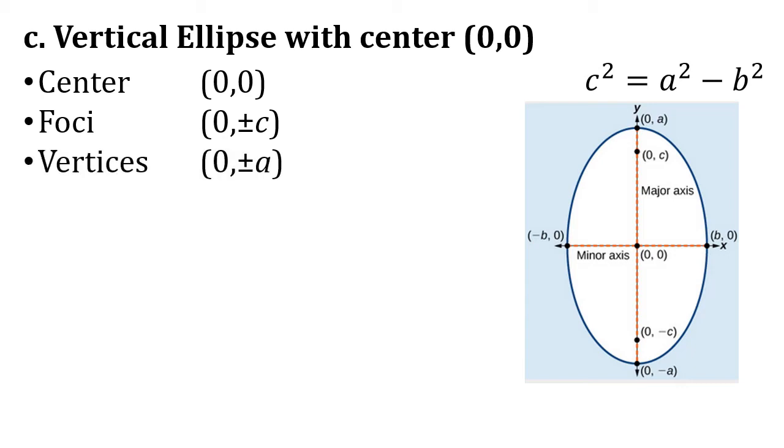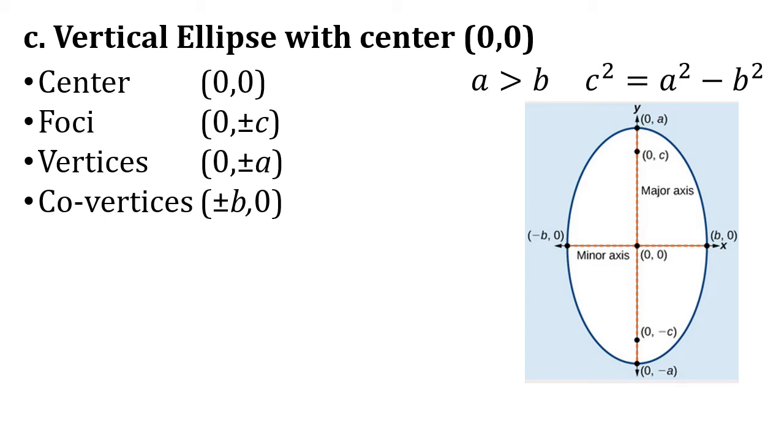So the coordinates of the vertices are 0, positive or negative a. So look at our vertices in the y-axis, 0, a and 0, negative a. So the coordinates of the co-vertices are positive or negative b, 0. So take a look at our figure. The first co-vertex is negative b, 0, the second co-vertex is b, 0. Okay.